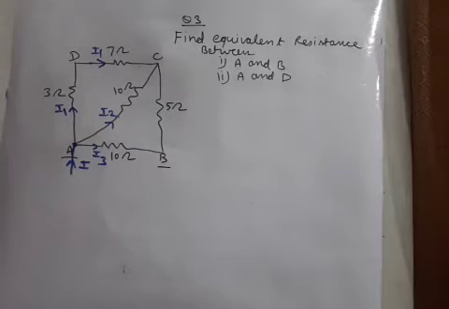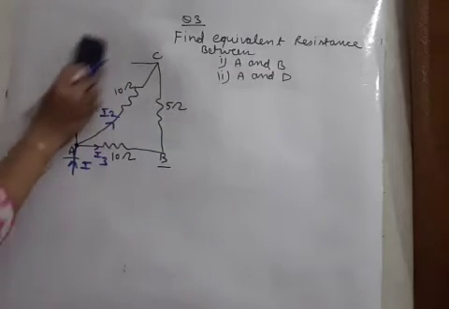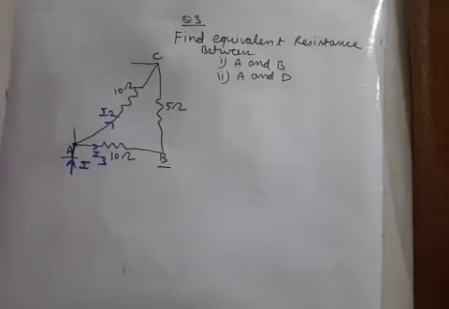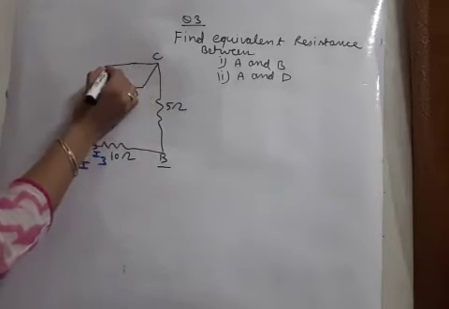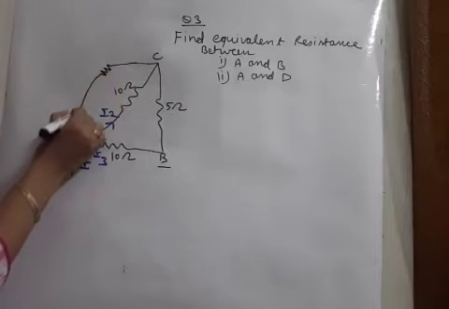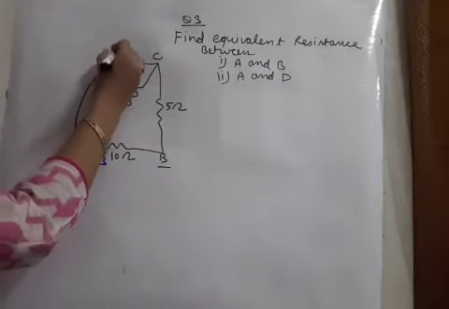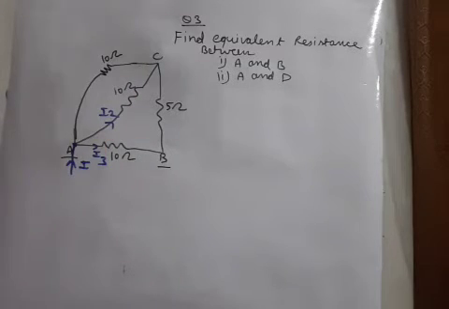Series means direct addition. So 3 plus 7, the answer is 10. So we will remove this branch from here and we will replace them by their net answer. So 3 plus 7 was 10. Now let us proceed further.